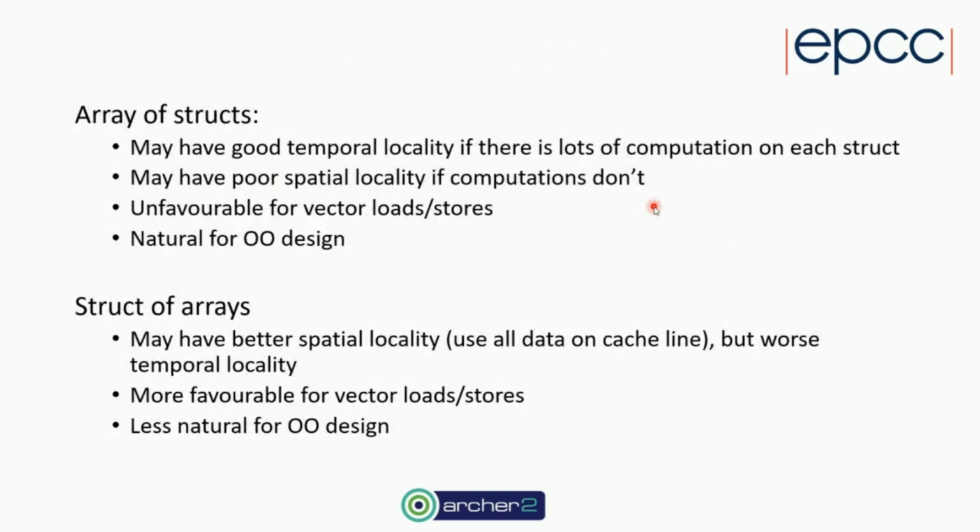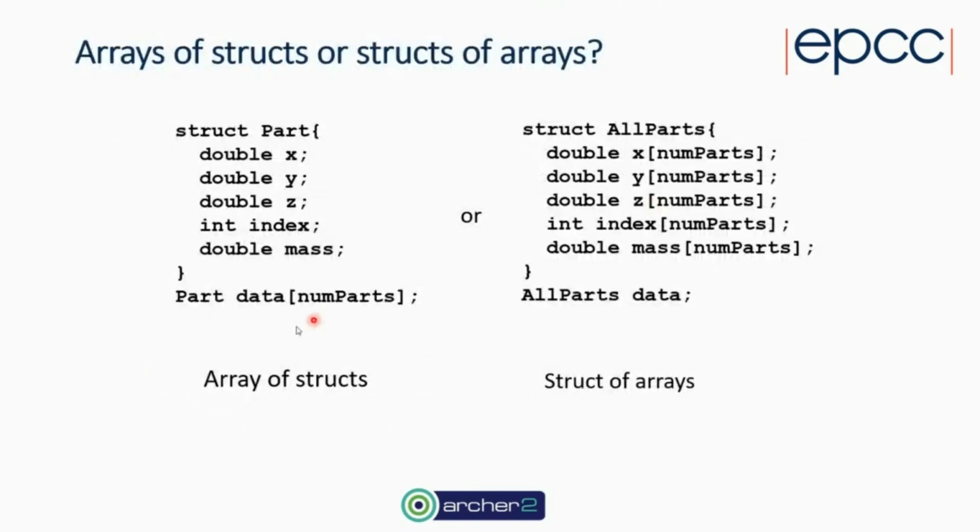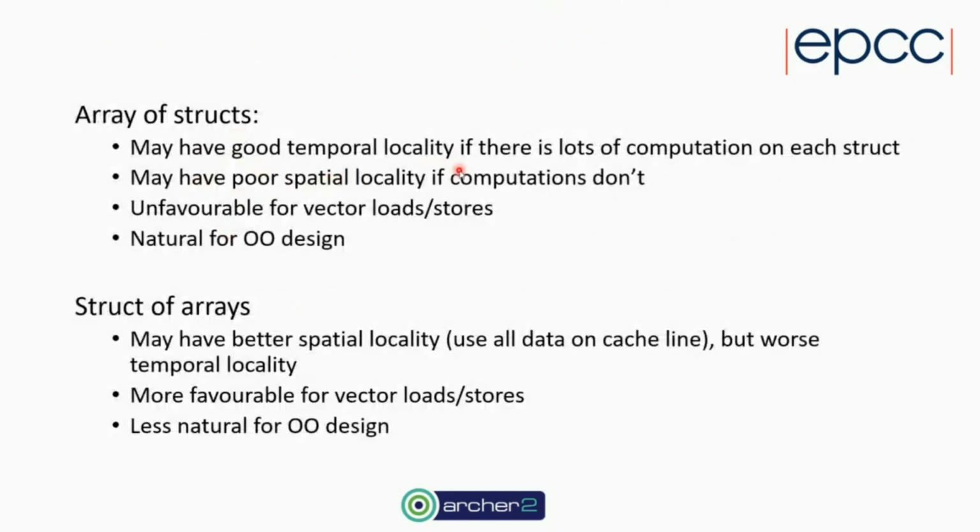So the array of structures, the first one, has good temporal locality. So if you want to do lots of operations to a single particle and then move on to the next particle, that's a good thing to do. But it has poor spatial locality, i.e., if you want to go across particles, you have to jump around in memory, because if you want to only do something with a mass on each particle, you're also loading in the X and the Y and the Z and the index, which you may not need. And it's not great for vectorization.